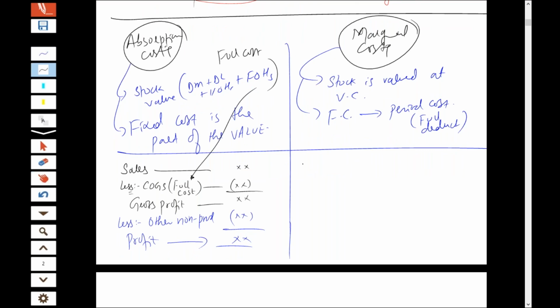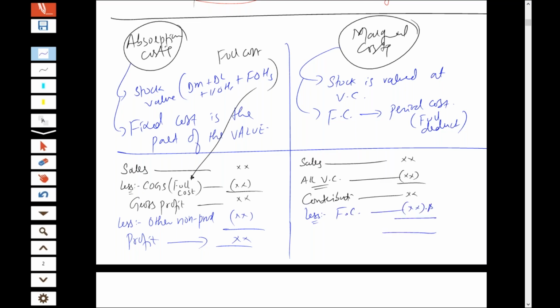And what is the criteria of marginal costing? You take sales and deduct all variable cost, and the resulting figure is the contribution. Afterwards, you will be deducting fixed cost, full fixed cost as a periodic fixed cost. You will have a profit figure. This is the absorption and the marginal costing format of the income statement.